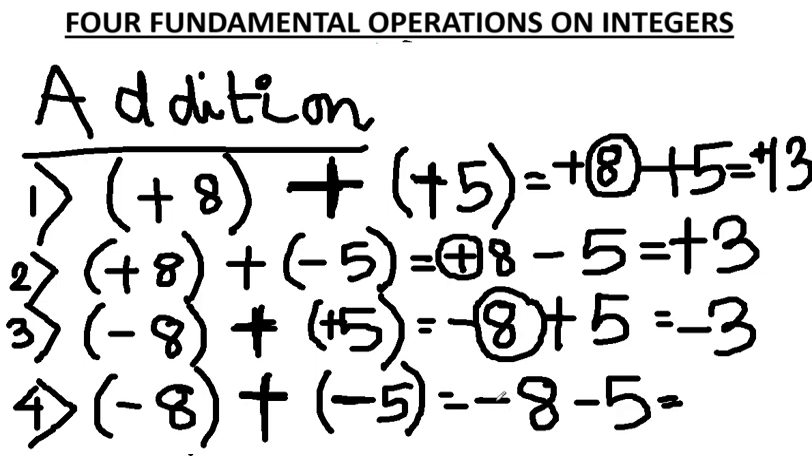Now that the signs are same, negative 8, negative 5, we are going to add it. And we are going to put the sign which is in front of the bigger number. So the bigger number here is 8, which has got a negative sign in front of it. So the answer is going to be a negative 13.